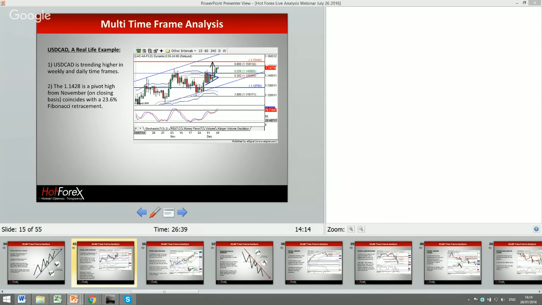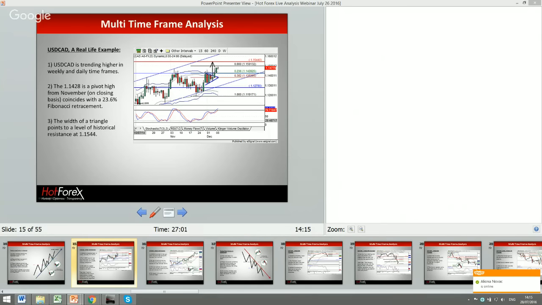This area here, 114.28 in green, happened to coincide nicely from a technical point of view with our 23% Fibonacci retracement. I'll talk about Fibonaccis today, but there are whole webinars on Fibonaccis, and in fact I'm doing one I think next week on one of our sites about Fibonaccis.